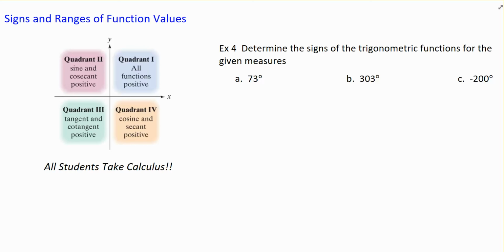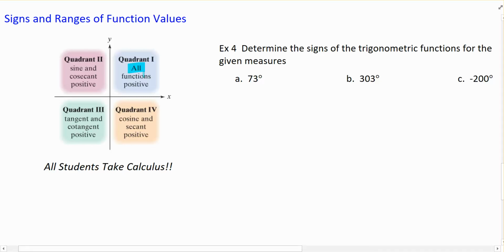We're going to focus right now on just the signs of those values as it moves around the unit circle, or around the quadrants. And there is a great acronym to help us remember which function values are positive in which quadrants and which ones are negative. So in the first quadrant, all function values are going to be positive.